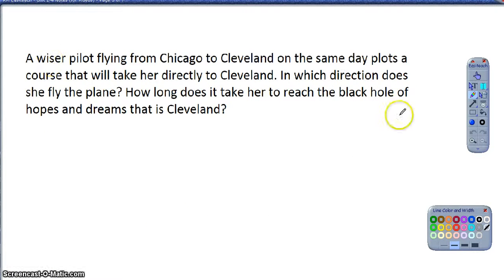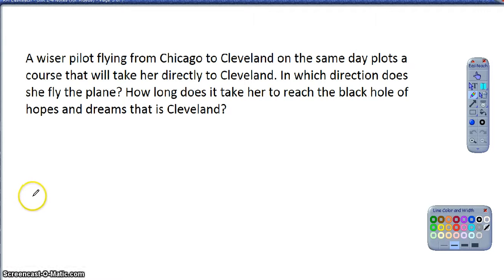In the quick follow-up to that second example, we have a smarter pilot who this time is flying from Chicago to Cleveland, but actually wants to fly directly east, and so she's going to account for it by directing her plane slightly north of east. How long does it take her to reach Cleveland, and which angle must she fly at?